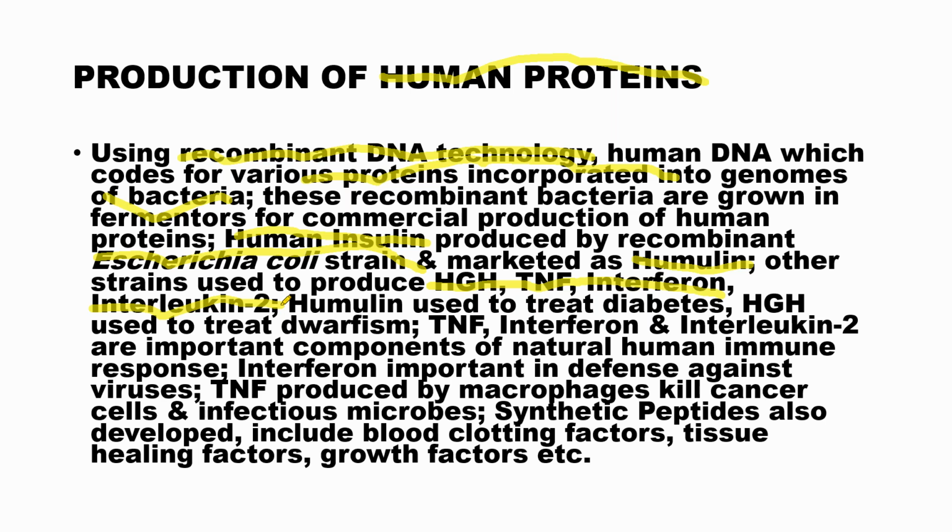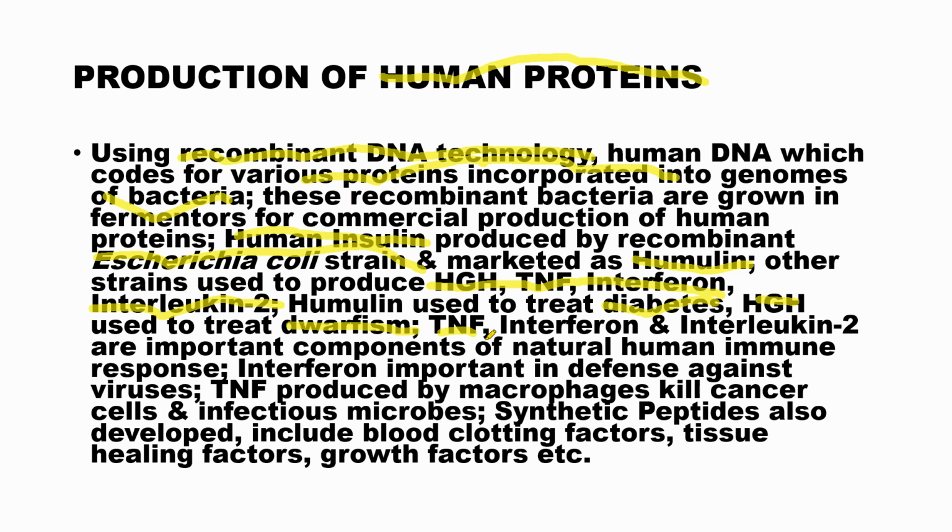Now, what is the action of each and every one? Humulin is used to treat diabetes. Fine. HGH, human growth hormone, is used to treat dwarfism. Okay, dwarfism and gigantism, two extreme conditions of the human body. Dwarfism means less growth, gigantism means a high level of uncontrolled growth. Fine. So here, Humulin or human insulin produced by recombinant E. coli strain is used to treat diabetes. HGH, human growth hormone, is used to treat dwarfism.